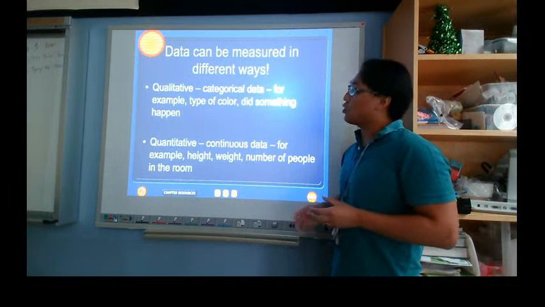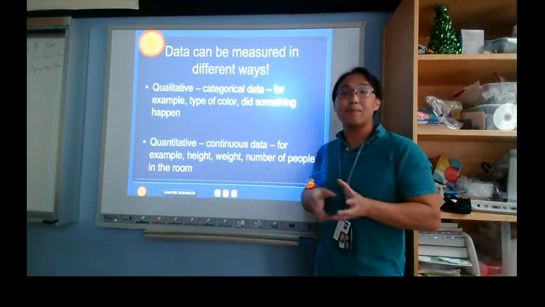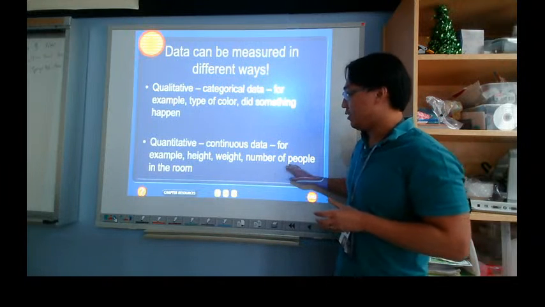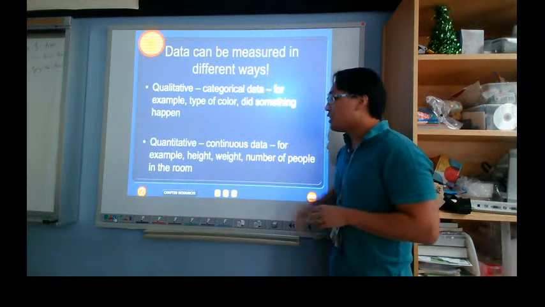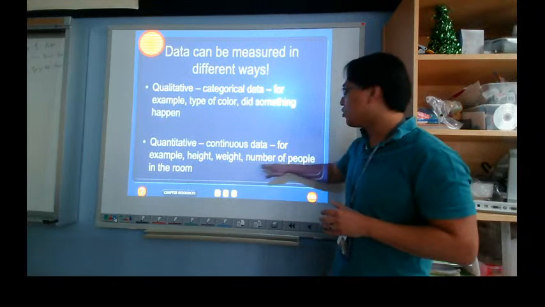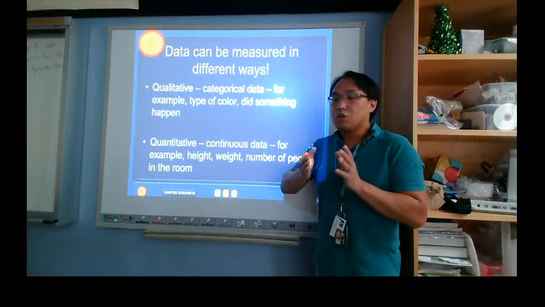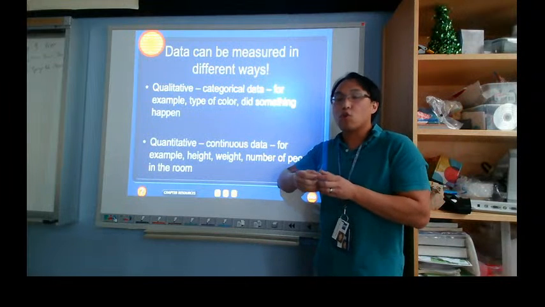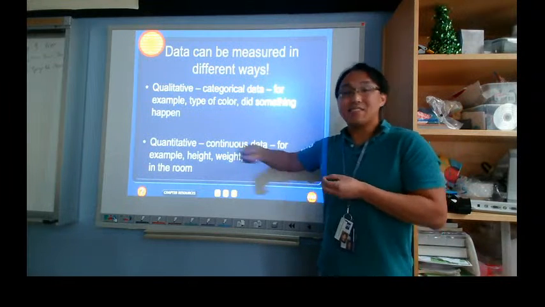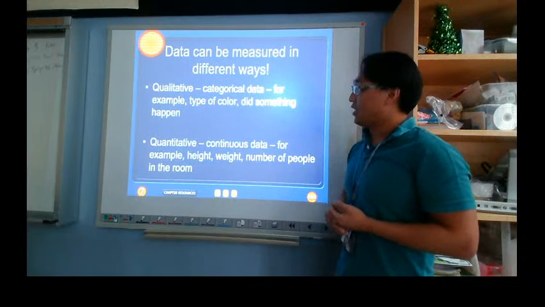So we want to make sure that we have a category that separates that from quantitative data, which is continuous data. These are going to be like your height, your weight, your number of people, and you can see a gradient of different types of data with quantitative data.